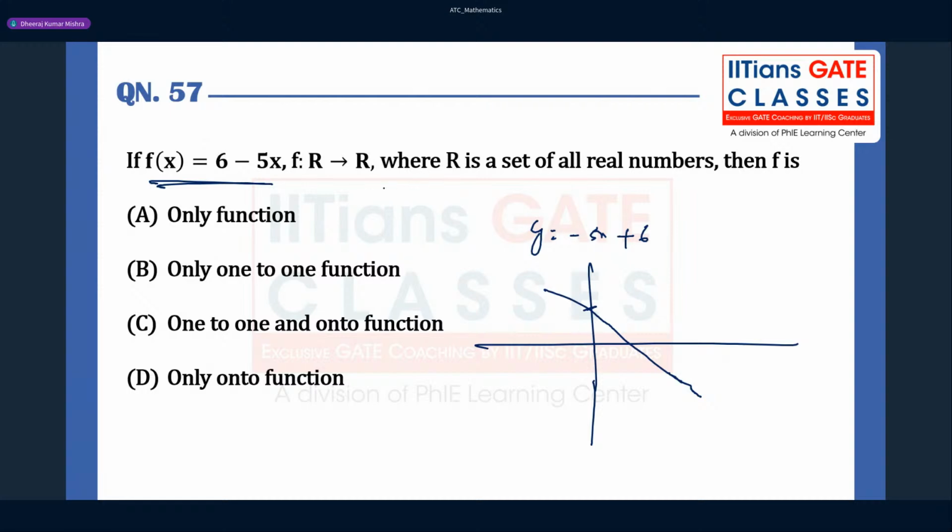So what they have asked is, if there is a relation from R to R where R is the set of all the real numbers, then the function is what? So in this situation you will find that it is a one to one and onto function. Okay, these two properties will be there. Please remember that. So as long as this is nothing but a polynomial, like the linear equation 6 minus 5x, you'll get this one to one and onto function, right? Option C will be correct.